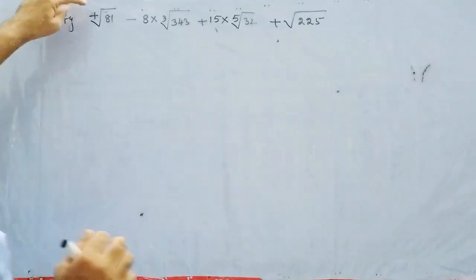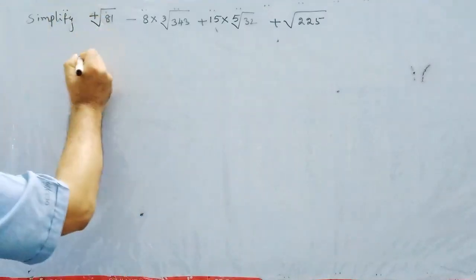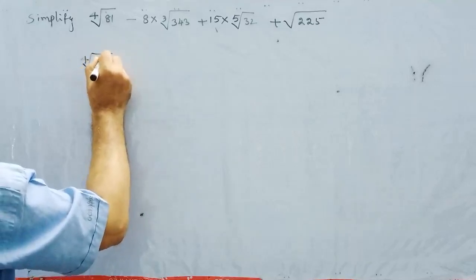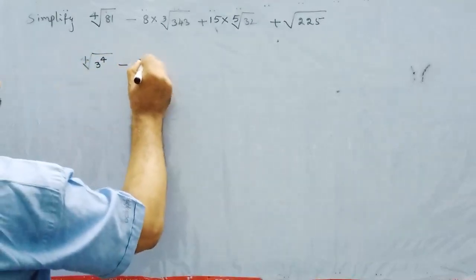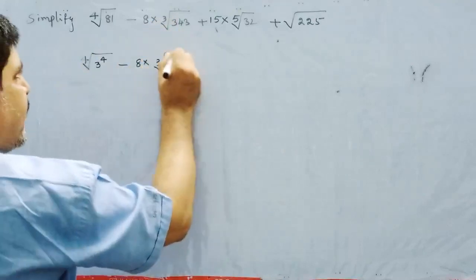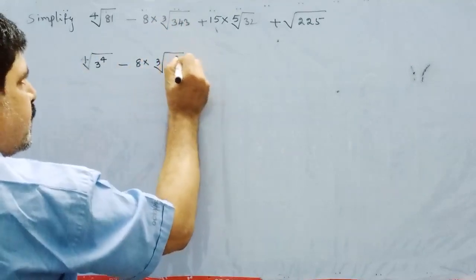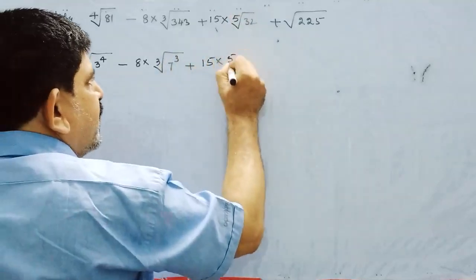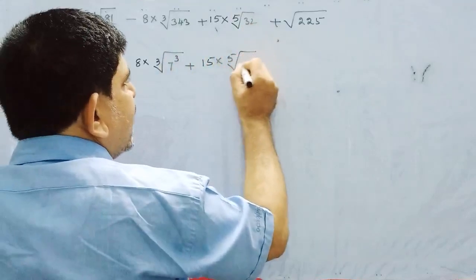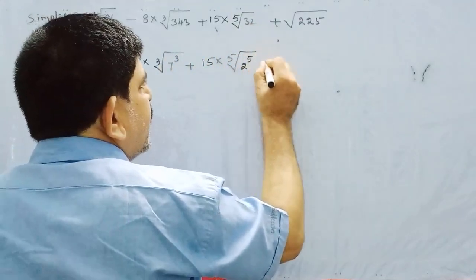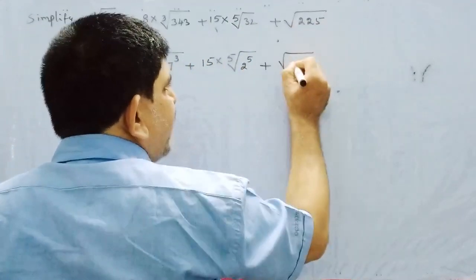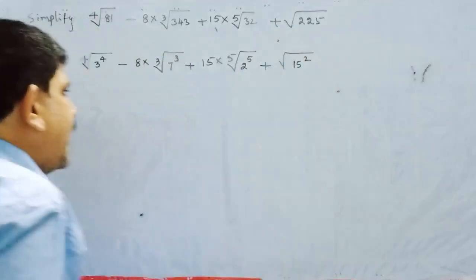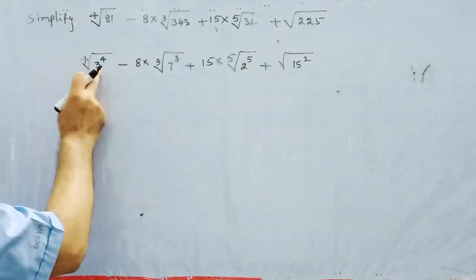Okay. So 4th root of 81 can be written as 4th root of 3 to the power of 4 minus 8 into cube root of 7 cubed plus 15 into 5th root of 32, which can be written as 5 equal factors, that is 2 to the power of 5, plus square root of 225, which can be written as 2 equal factors, that is 15 square. Okay. Now 4th root of 3 to the power of 4.